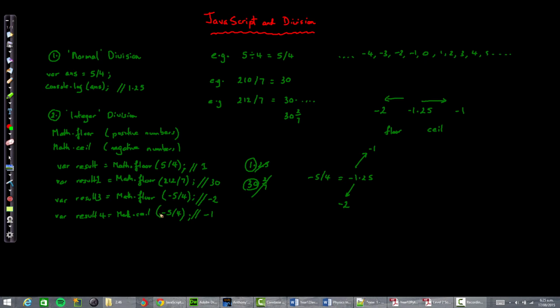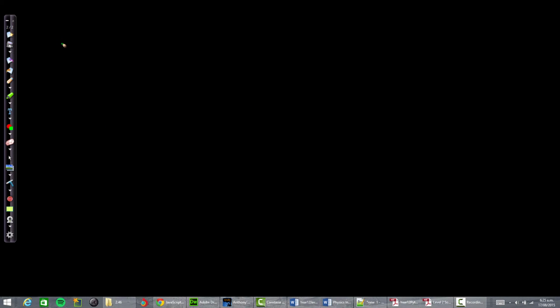Now you may be wondering, hey, what happens if I want to know the leftover bit? So if I really wanted to know, for example, that 4 goes into 5 once and there's 1 left over, okay, how do I get that 1? Well, this is called remainder division, and let's swap to a new page here.